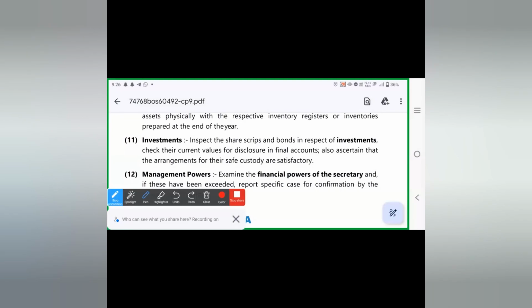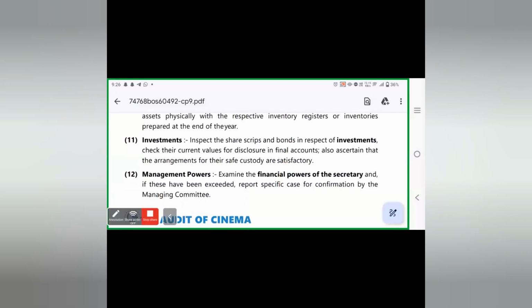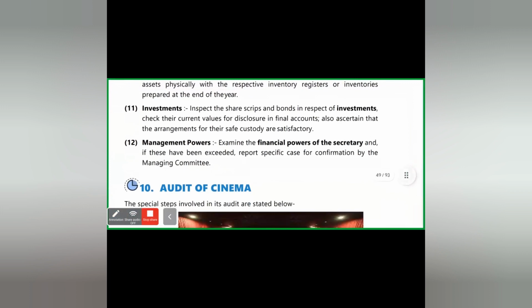Then we see management powers. We have to examine the financial powers of the secretary, and if these have been exceeded, a specific case report for confirmation by the managing committee has to be examined very carefully.